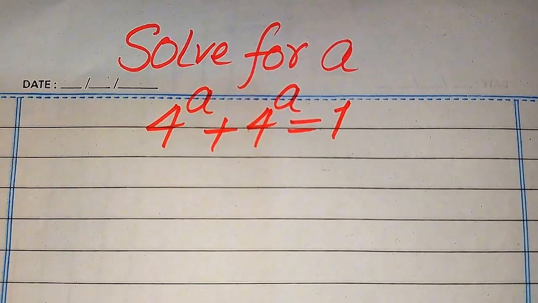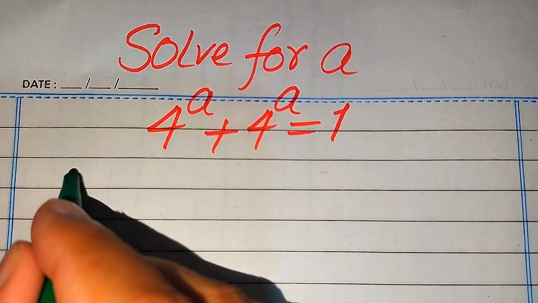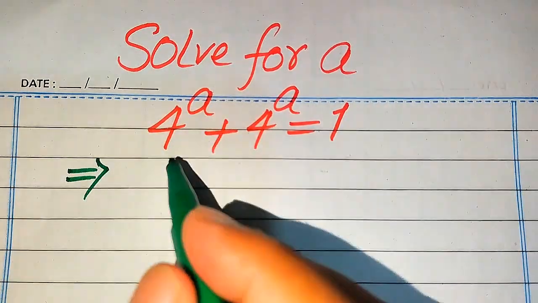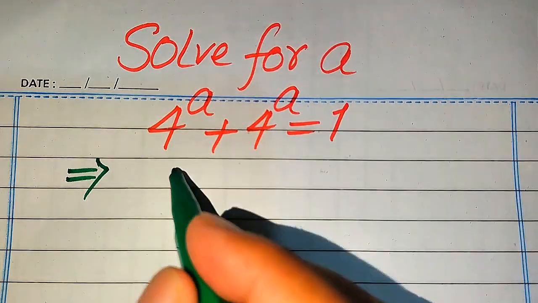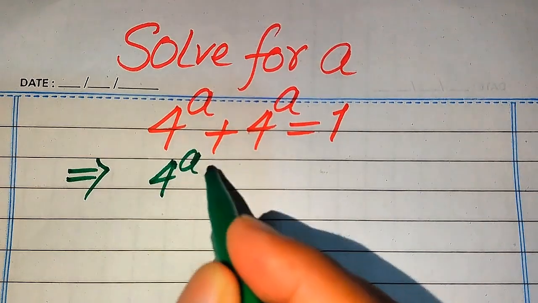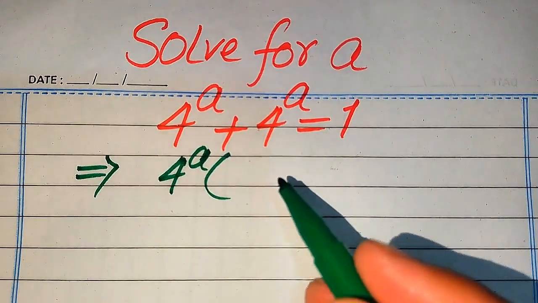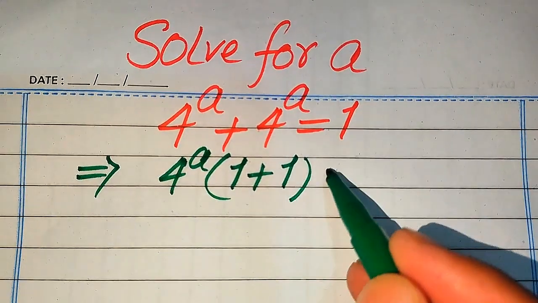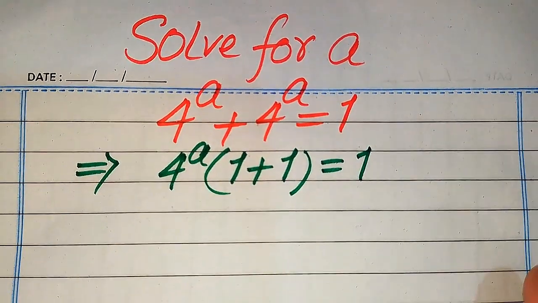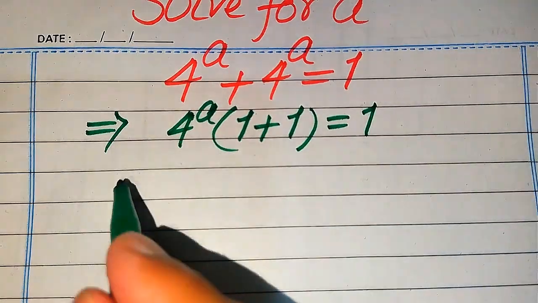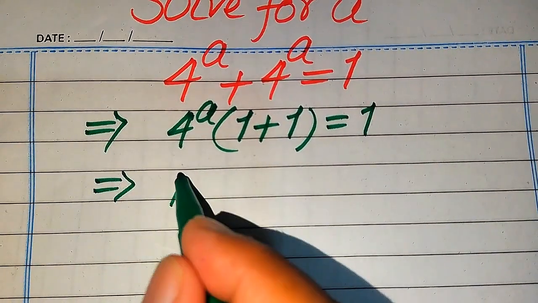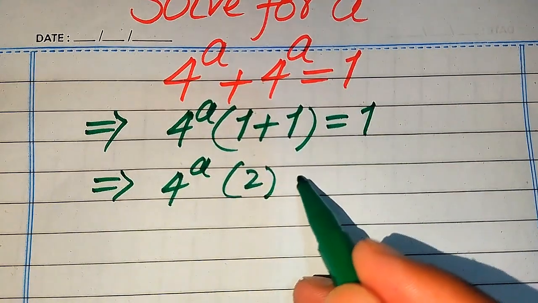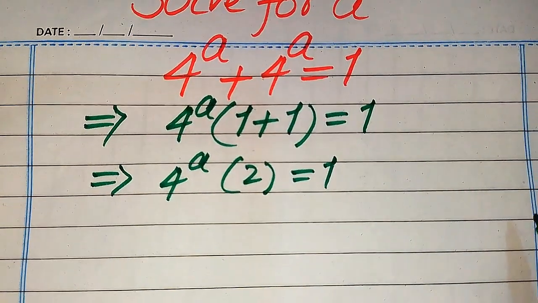And now we move towards the solution of this problem, and the very first thing we are going to do is take common 4 to the power of a from here, because this term lies in both of these terms. When we take common 4 to the power of a, we get 1 plus 1 is equal to 1. In the next step we get 4 to the power of a times (1 plus 1, which becomes 2) is equal to 1.